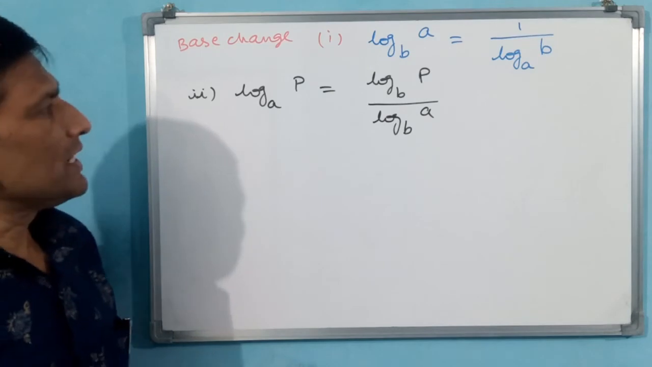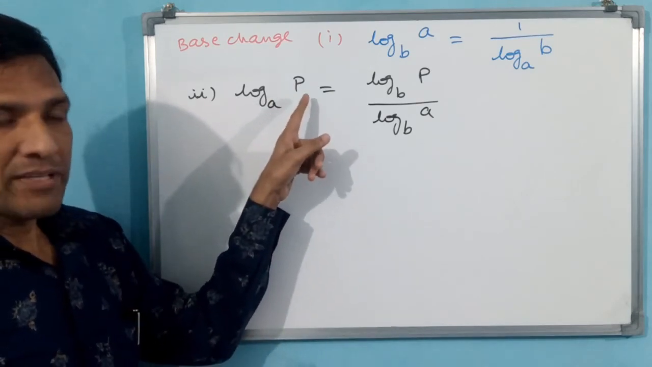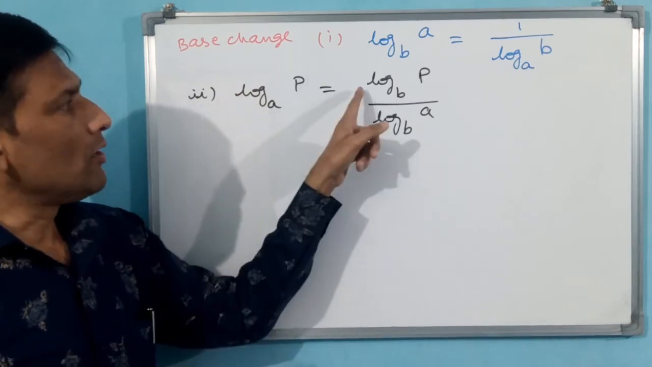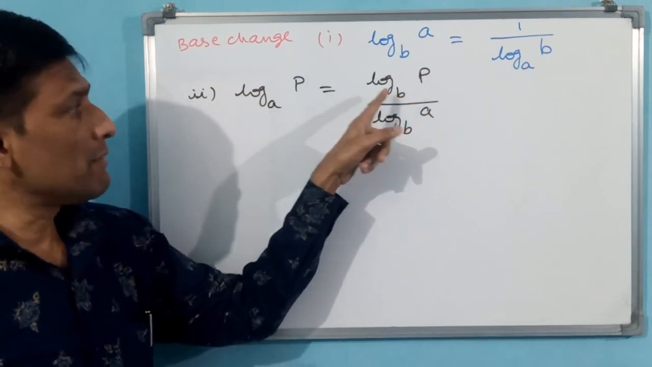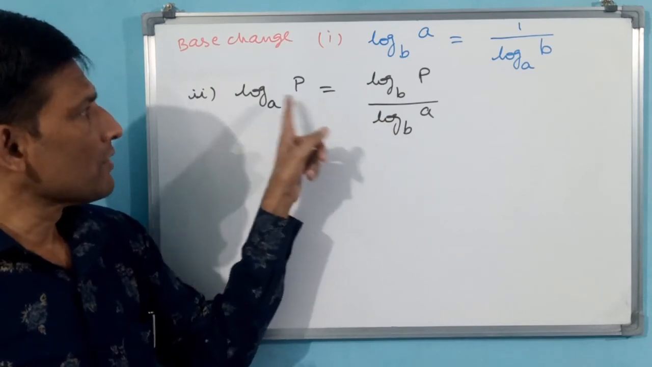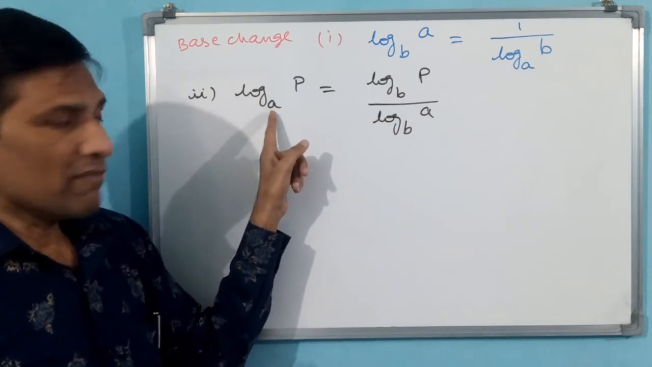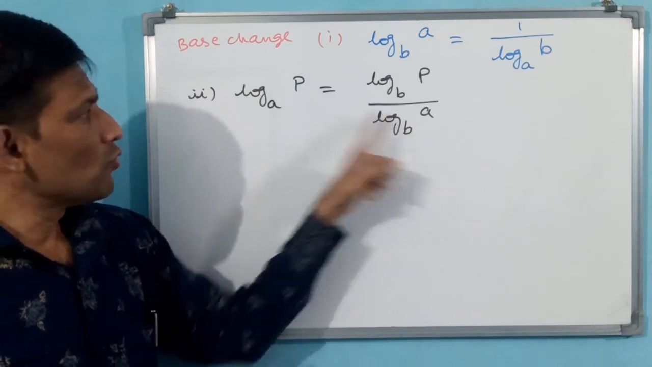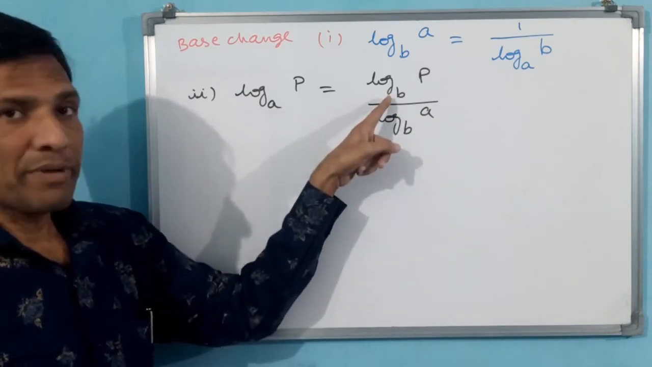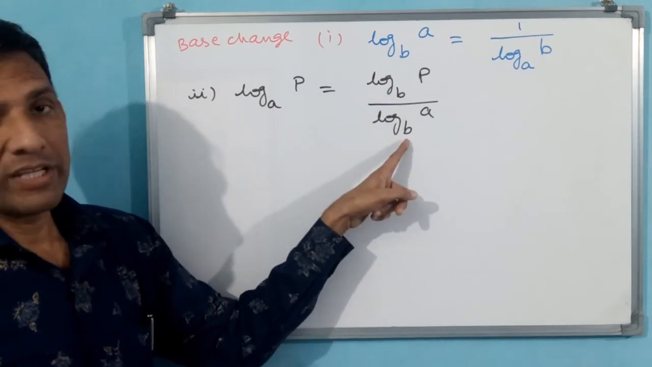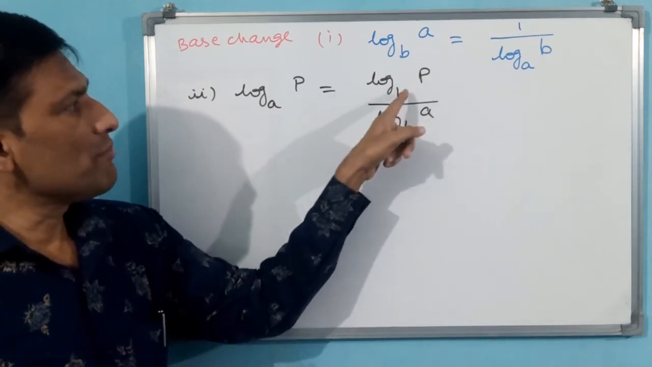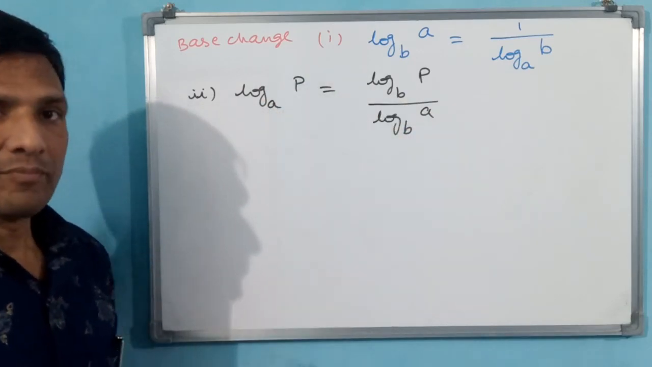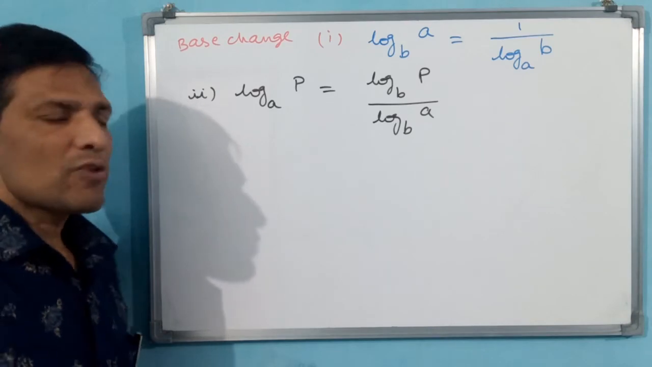That means what you have to understand: log P to the base A is there, but you want log P to the base B. You can take log P to the base B, but it should be divided by log A to the base B. Whatever base you have taken in the numerator, the same base you have to take in the denominator also. Log P to the base B divided by log A to the base B. If you write, then you have changed it.